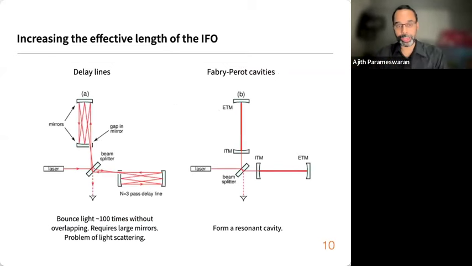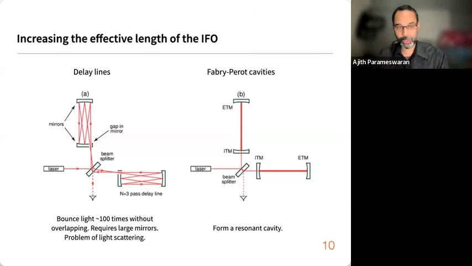So how can one do this? If you are able to achieve these kinds of tricks, for example, increase the effective arm length of the interferometer by a factor of 1,000 or so, and create a large laser power so that we can reduce the counting statistics of photons, we can achieve these sensitivities. And how does one do that? To increase the effective length, there are two methods.